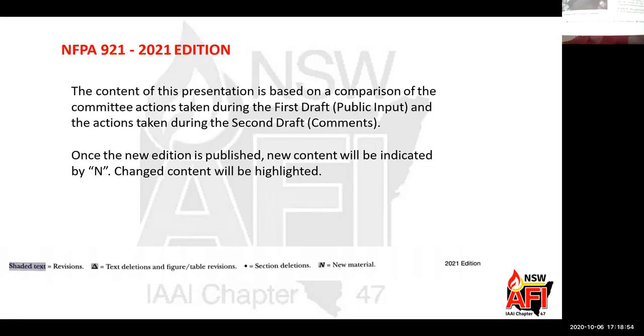Down the bottom. There it is. And it says down there, as you can see, the shaded text means it's been revised. The text deletion is that little symbol. The dot is the section deletions, and the capital N is new material. So that's a good quick reference for yourself as you're reading through this document, and you see that, it's a really good reminder to say, oh, this is new.